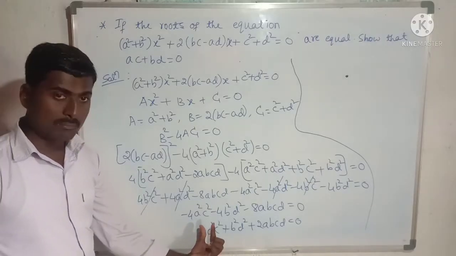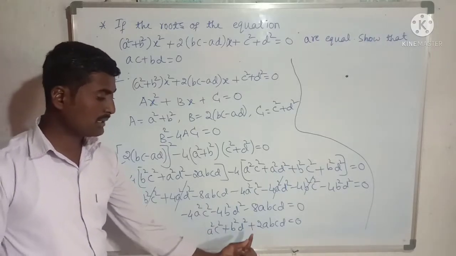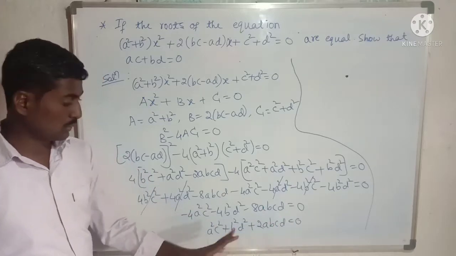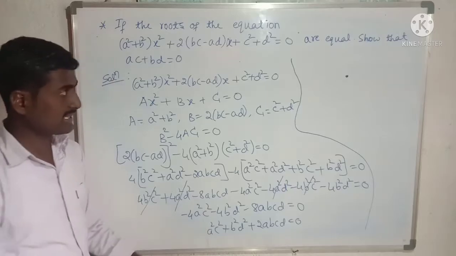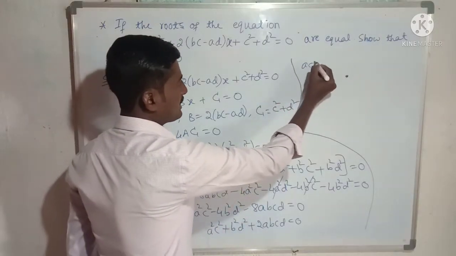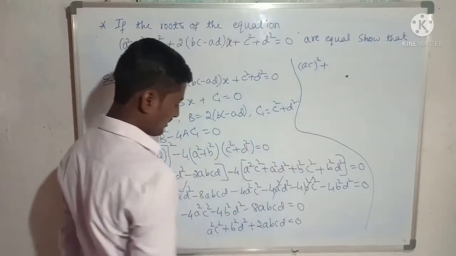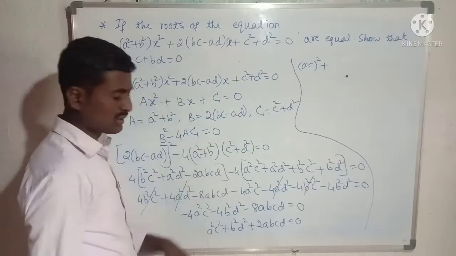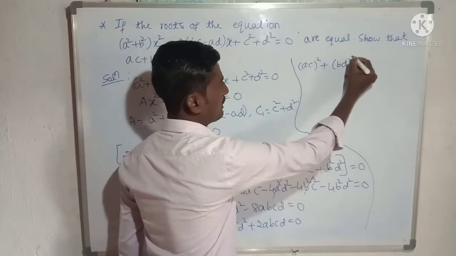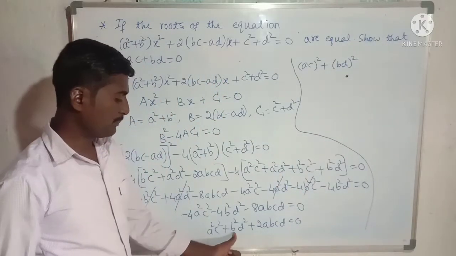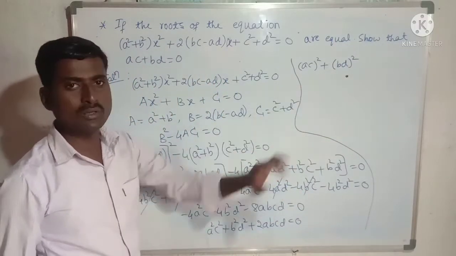Now this is of the form a square plus b square plus 2ab, which means the (a plus b) whole square formula. So I'll write this as AC whole square. This a square c square can be written as (AC) whole square, plus BD square, that is nothing but (BD) whole square.